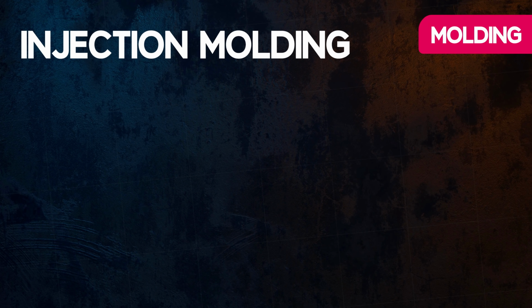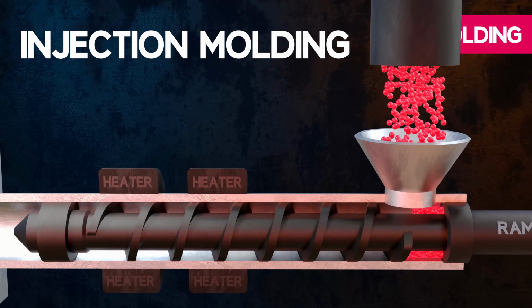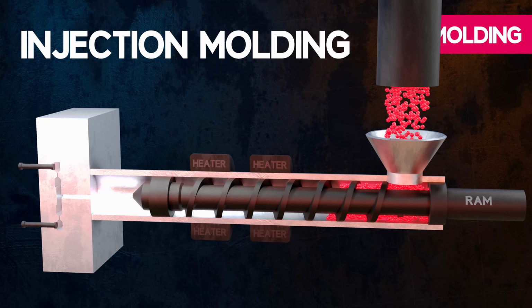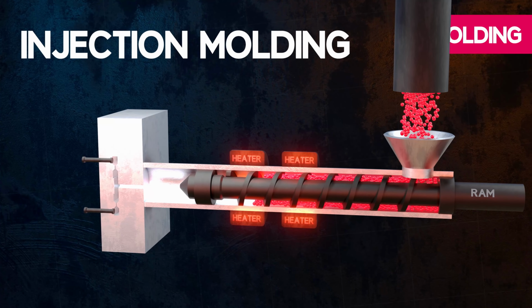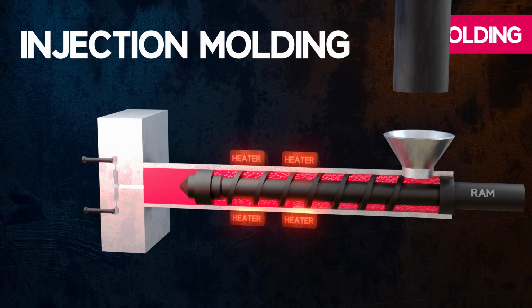Injection molding is the most commonly used manufacturing method for plastics. Polymer granules are fed into the hopper, and a screw is used to pass the material through a heated cylinder before it is forced at pressure into the mold.